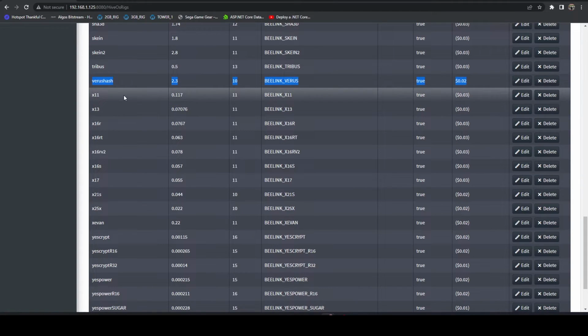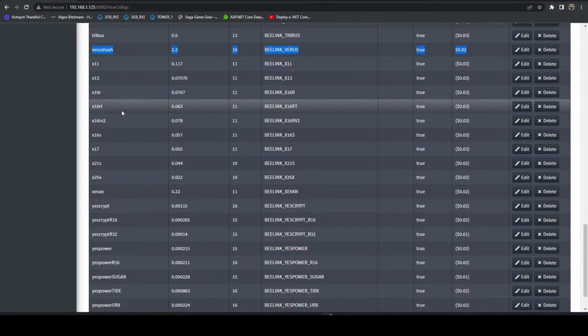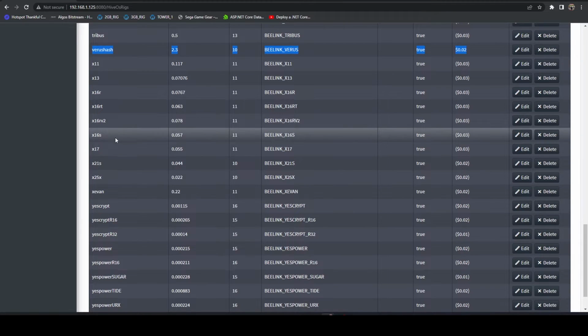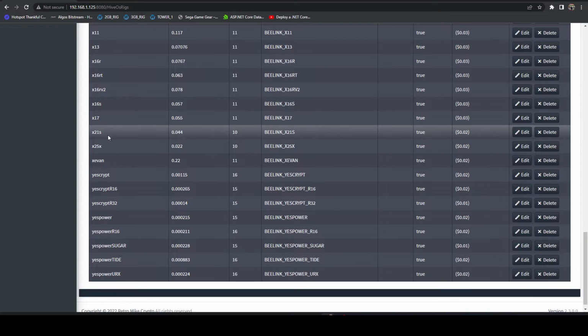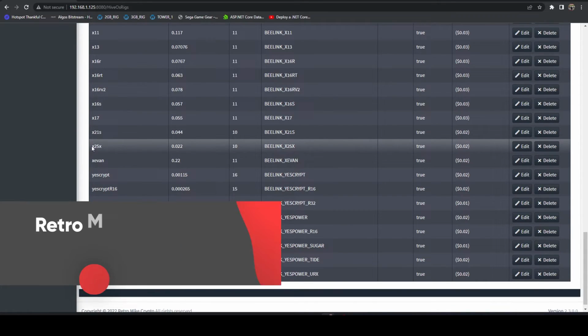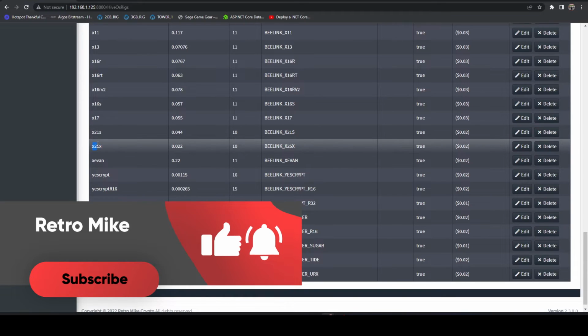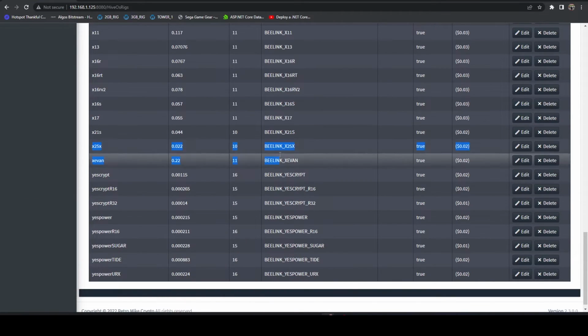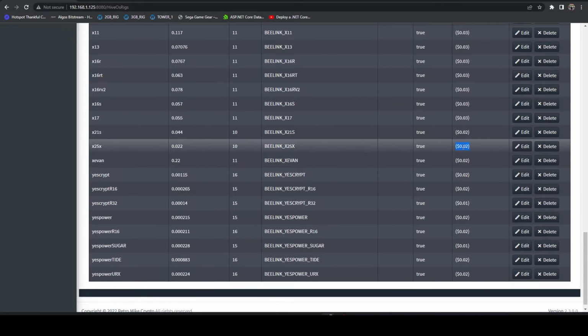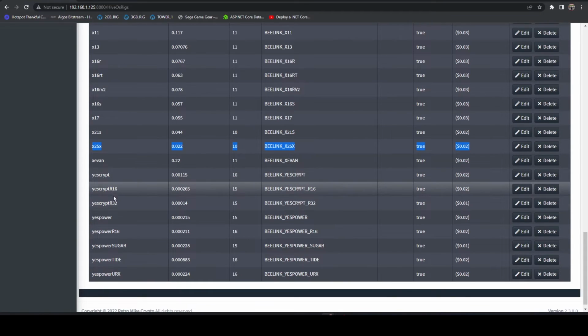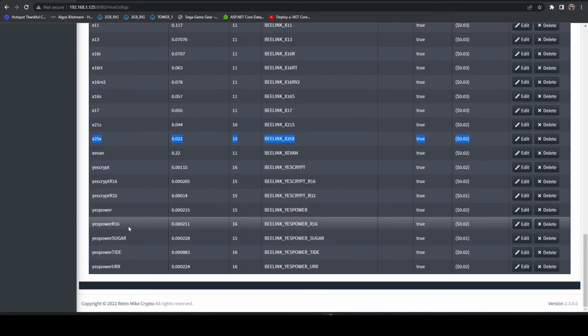And then we've got a lot of the cycling algos. So we've got X11, X13, X16R, X16RT, X16RV2, X16S, X17, X21S. Then we've got X25X. This is Synovate, I believe, on this algo. So this one's also GPU mineable. And again, you'll see it's only losing 2 cents a day, which means actually mining this algo is more efficient than GPUs mining this algo right now. Zeven, Yescrypt, Yescrypt R16, R32, Yespower, R16, SugarTide, and URX.